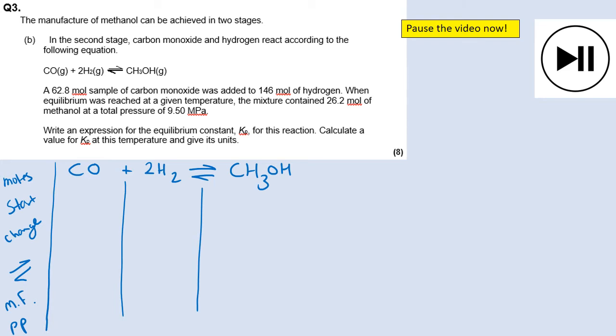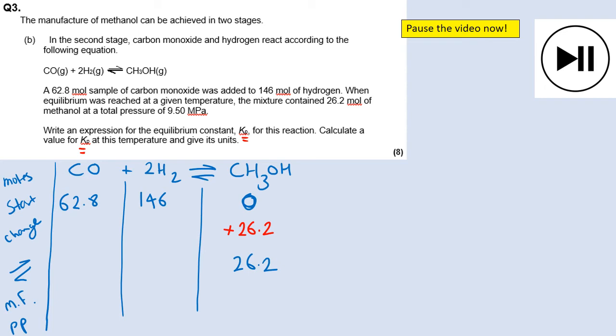So 62.8 mole sample of carbon monoxide. So the start, we've got 62.8. Was added to 146 moles of hydrogen. When equilibrium was reached, the mixture contained 26.2 moles of methanol. So we had 0 at the start. That means that the methanol has gone up by 26.2. So my advice now is, let's see what we're actually asked to calculate. We're being asked to have an expression for Kp and calculate a value for Kp. Right, so methanol has increased by 26.2.